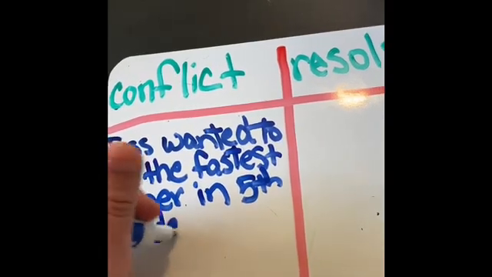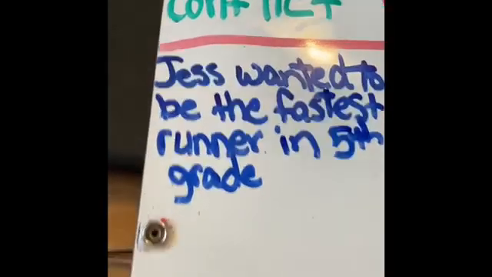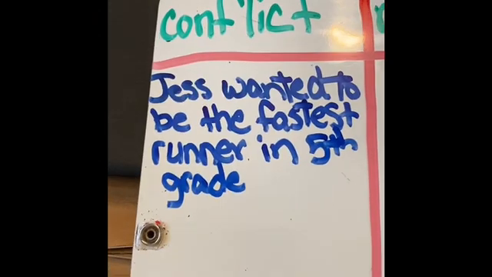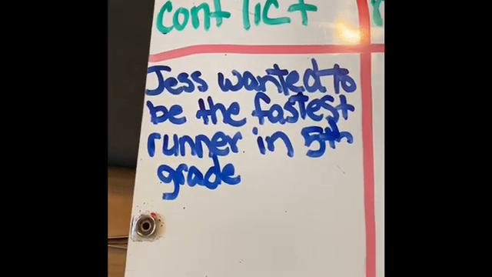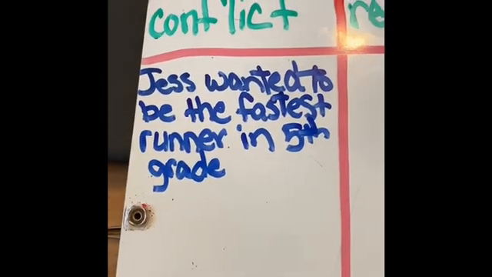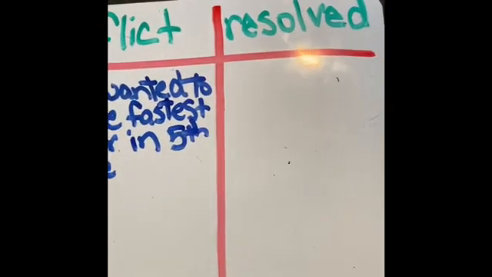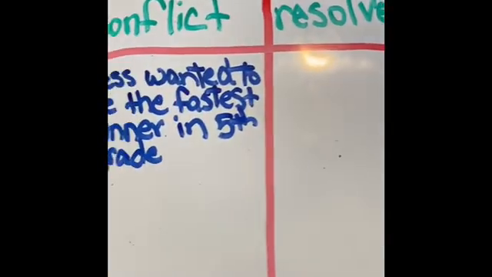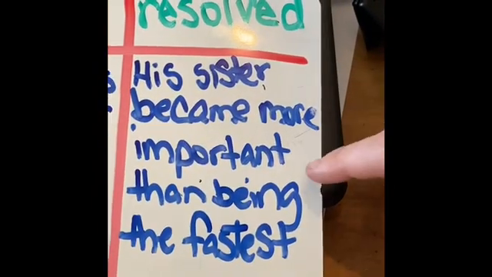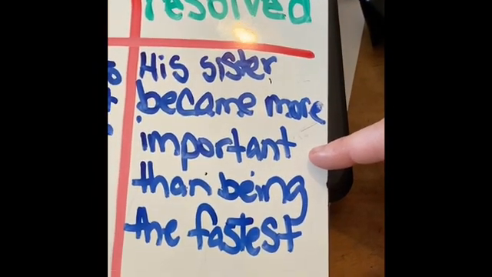Now, sadly, after Leslie wound up dying, he did become the fastest, but that certainly didn't make him happy. So we're not going to say that that is how the resolution occurred. Think way at the end of the book, when Jess decides that there is a relationship he has that's more important than being the fastest. Do you remember? Maybelle, he decided that his sister was more important than being the fastest.